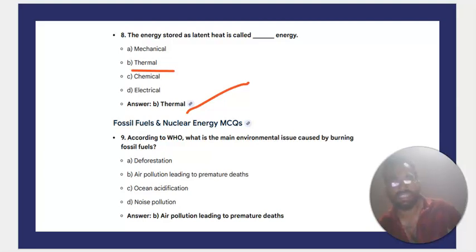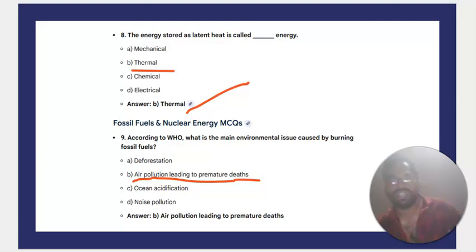Now coming to the 9th bit: according to the World Health Organization, what is the main environmental issue caused by burning fossil fuels? So the answer is B. You can see, air pollution leading to premature deaths. Especially, air pollution is causing that many premature deaths. So that is the right answer for the 9th bit.